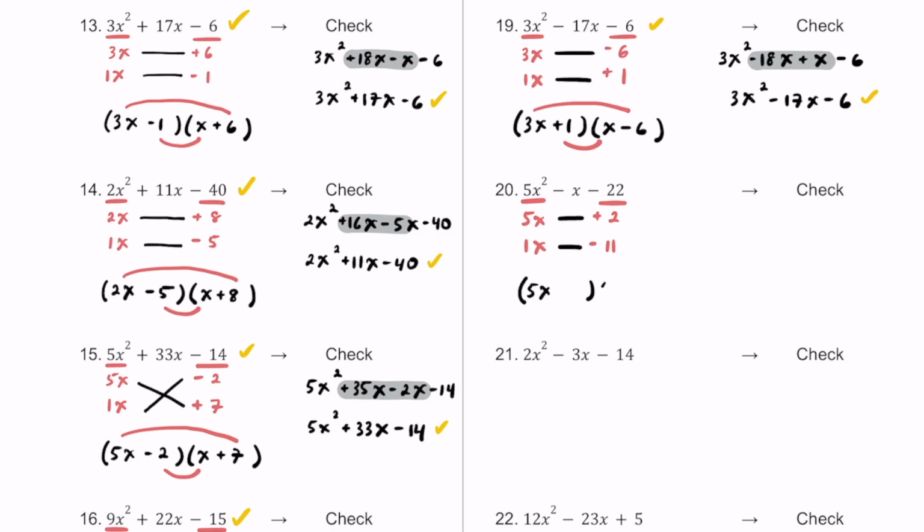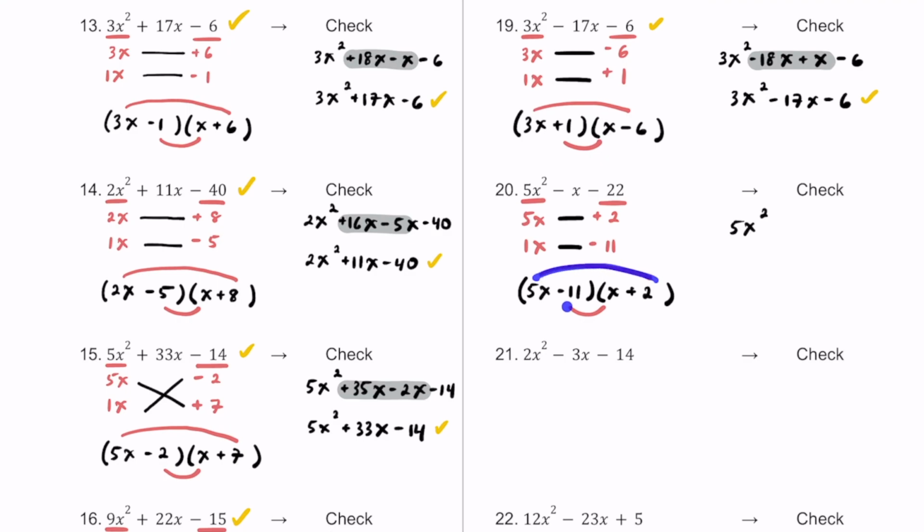So let's go ahead and write our binomials. We have 5x and 1x. Then the 5x is being paired with this positive 2. And the 1x is being paired with this negative 11. So our pairings are the outers and the inners that look like this. If we go ahead and check this by FOILing, 5x times x, that's going to be 5x to the second power.